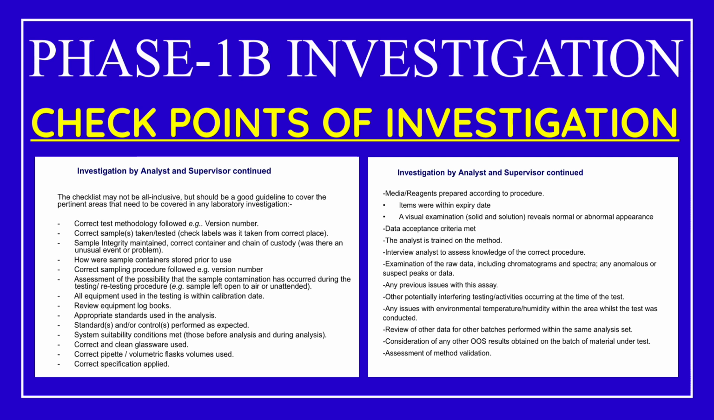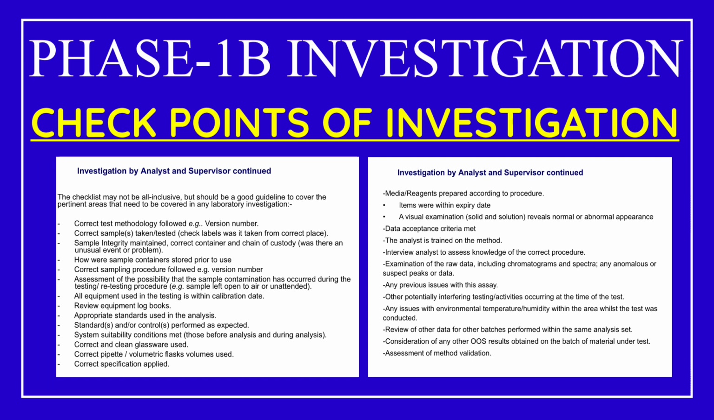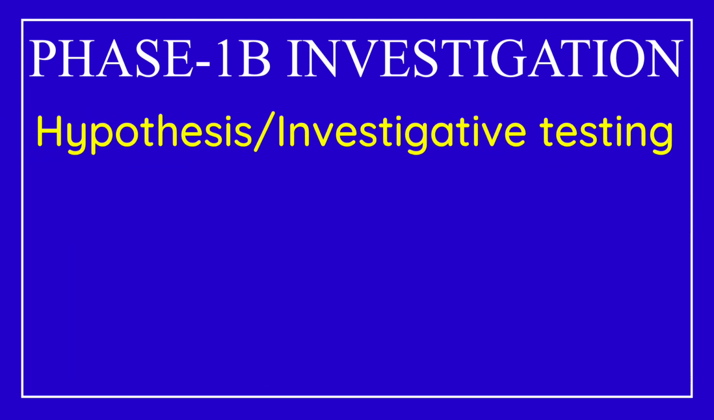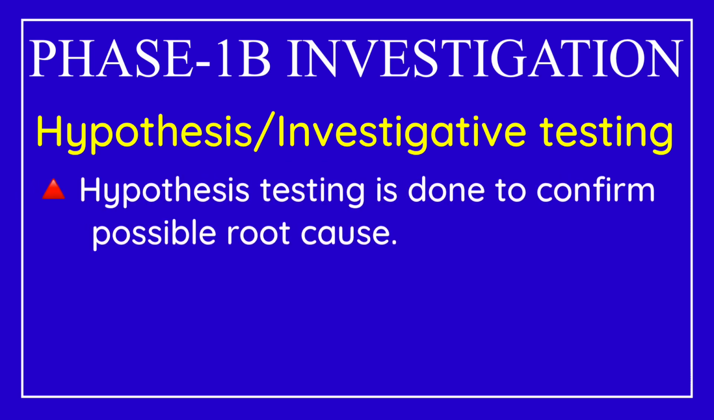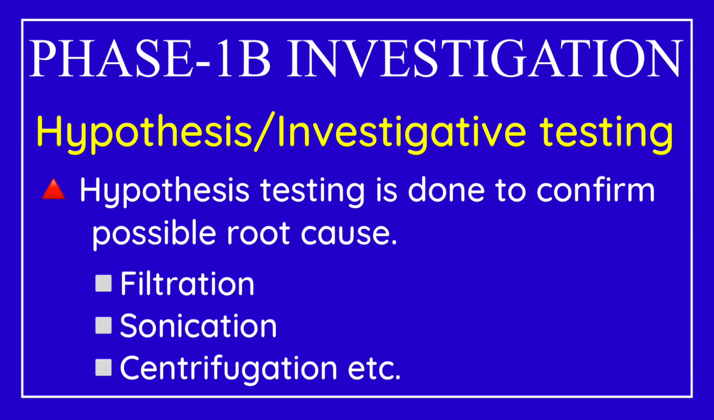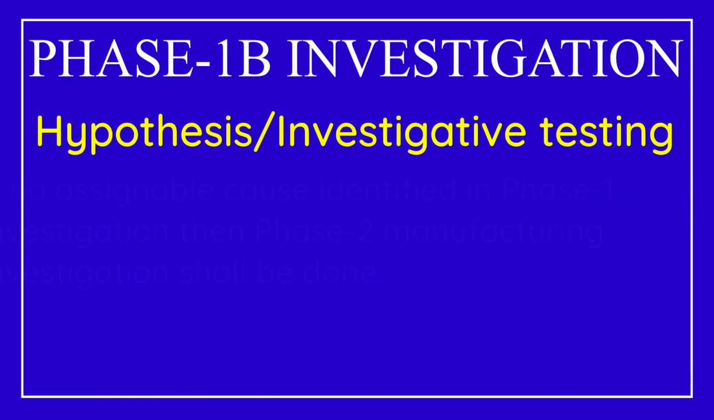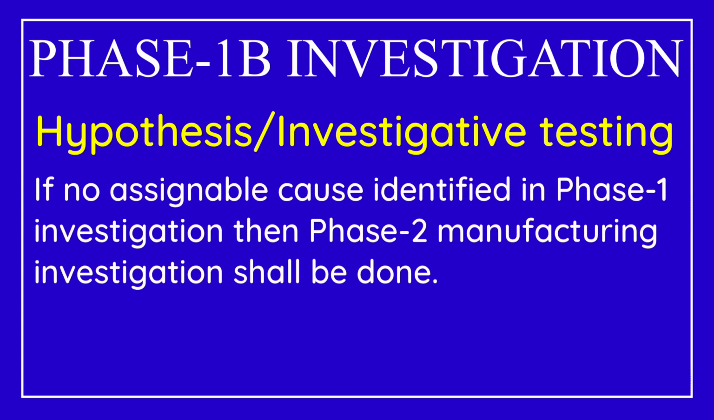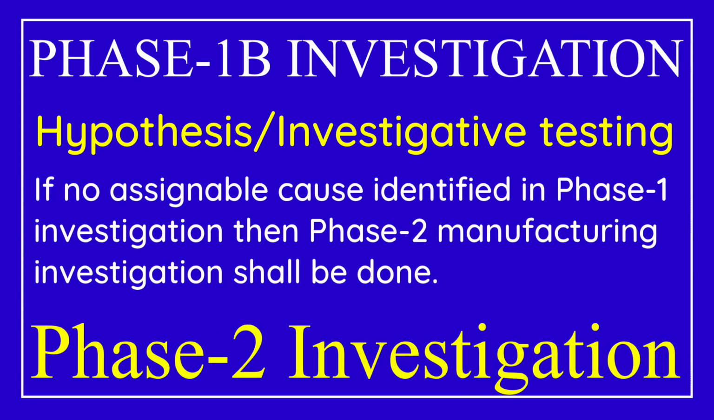Now the question arises, what to do if we didn't get an assignable cause even after verifying all these checkpoints? The answer is clearly given in the MHRA guideline: if the cause of the OOS results remains unclear, in that scenario hypothesis testing or investigative testing shall be done. Hypothesis testing is generally done to confirm the possible root cause, and it may include further testing regarding filtration, sonication or centrifugation, etc. After doing hypothesis testing, if you still didn't get an assignable cause for the OOS, then the investigation shall be forwarded to manufacturing for phase 2 investigation.